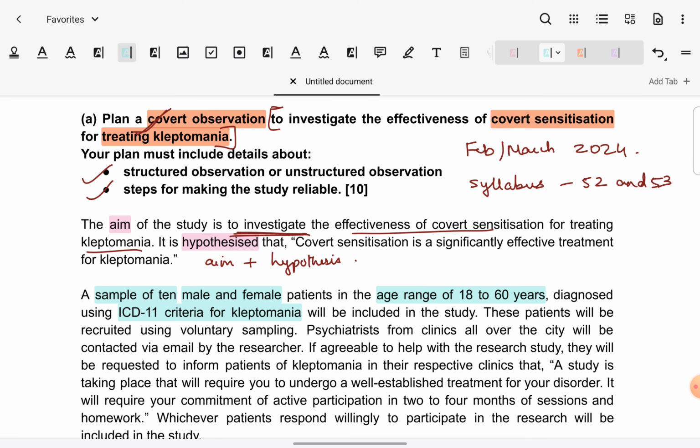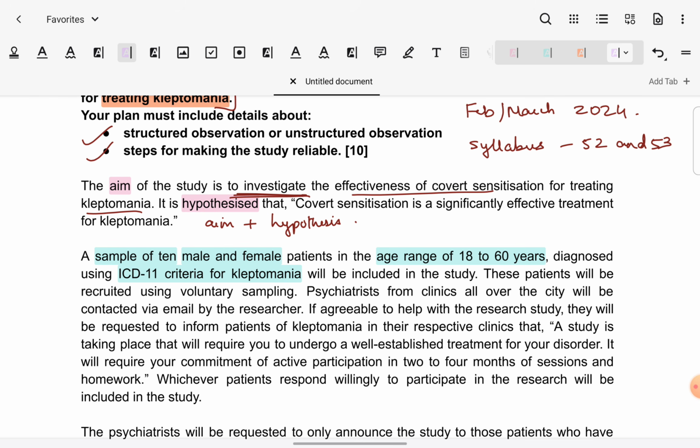Now coming to the sampling technique. This is where students make a mistake. They'll just mention the sampling technique. There won't be any elaboration on how that technique will be applied. Make sure you elaborate. You can take any technique. You're free to take random, voluntary or opportunity. Those all are there in our syllabus. So take any, but explain how that technique will be used in the study.